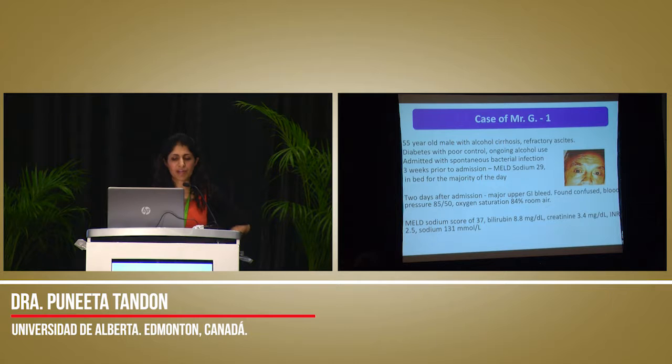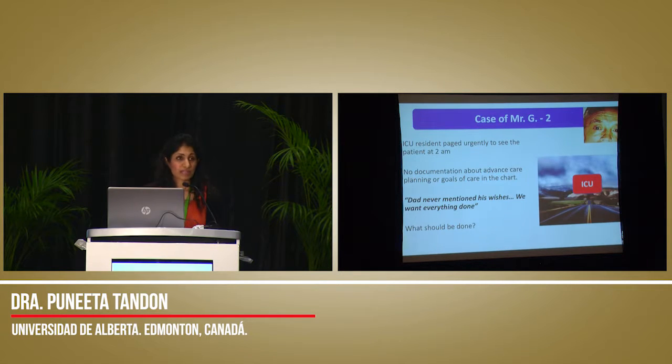This is a gentleman, a 55-year-old male. He's got alcohol cirrhosis, refractory ascites, he's got diabetes and ongoing alcohol use. He comes in with spontaneous bacterial infection. When we get the history from what was happening at home, 3 weeks before his admission, he was also very sick. His MELD sodium was 29. He was spending most of the day in bed. 2 days after the admission, unfortunately, he had a major upper GI bleed, and he was found confused on the floor. Blood pressure of 85/50. He had aspirated, so his oxygen saturations were low. He was very sick. So his MELD sodium went up to 37. And you can see the rest of his labs there.